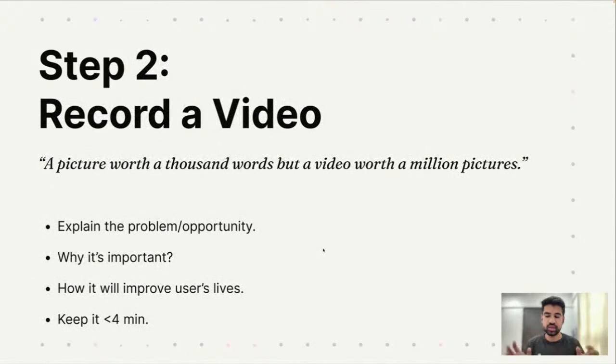The second step is very simple. Just record a video, and this will make your idea look really good, and you as a designer as well. A picture is worth a thousand words, but a video is worth a million pictures, right? It really helps the end user or the person you want to explain the idea to. When you show them something and talk about it in a video, they can understand your problem much better, and they can understand the solution you are proposing in a much better way.